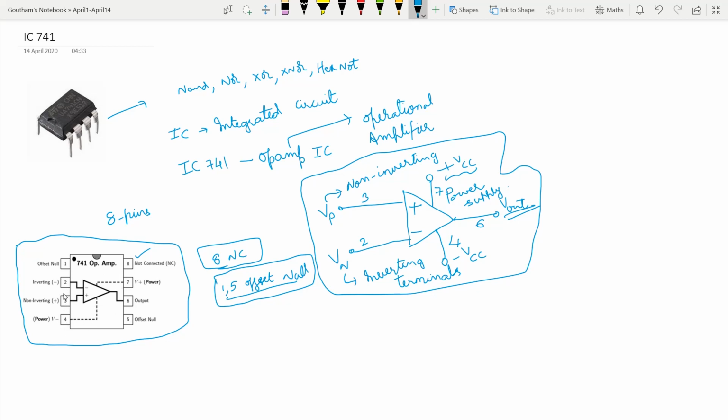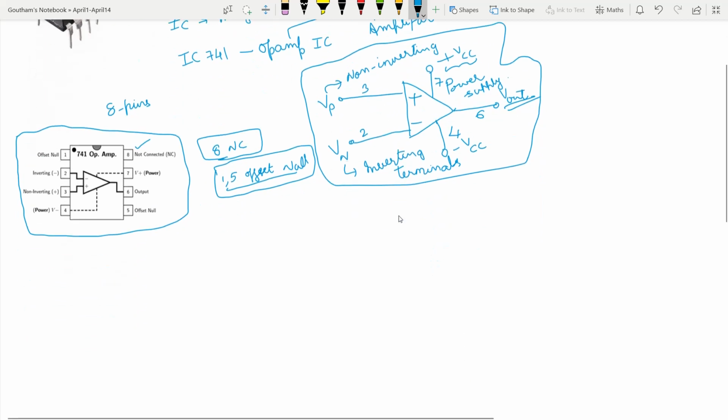Also, people get confused between 2 and 3. Pin number 2 here is your inverting input, and pin number 3 is your non-inverting input. If you can remember them, fine, but while you are working in labs, you always need to have the data sheet and the pin diagram ready for quick reference before you do any experiment. Right, so let's proceed.